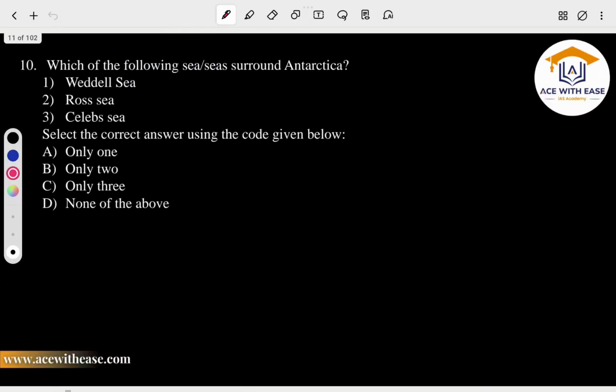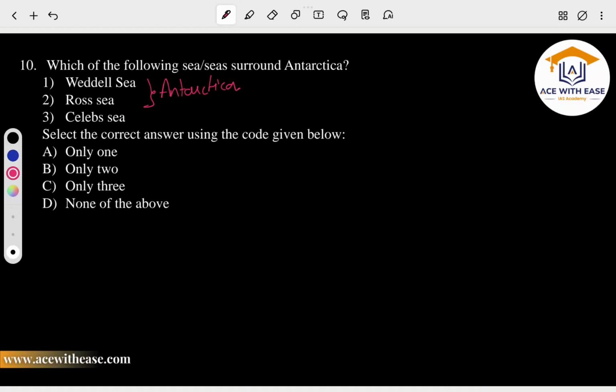Then next, the 10th question. Which of the following seas surround Antarctica? We have the Weddell Sea, Ross Sea, and the Celebes Sea. The Weddell Sea and the Ross Sea, both of them surround the Antarctica region.